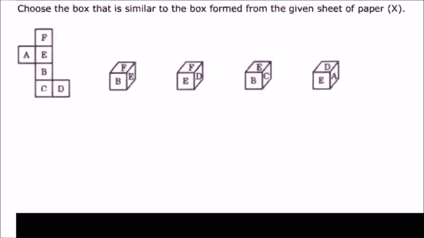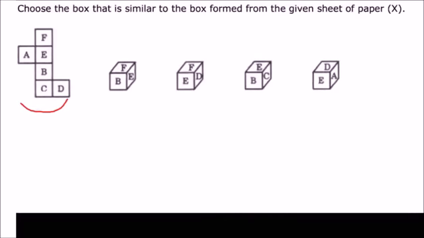Now coming to our final type, in which we are given an unfolded paper and we are asked to find the box which is similar to the one formed from the given sheet of paper. So the trick is, next to the adjacent ones are opposite to the previous ones. Did you get that? I'll explain it.